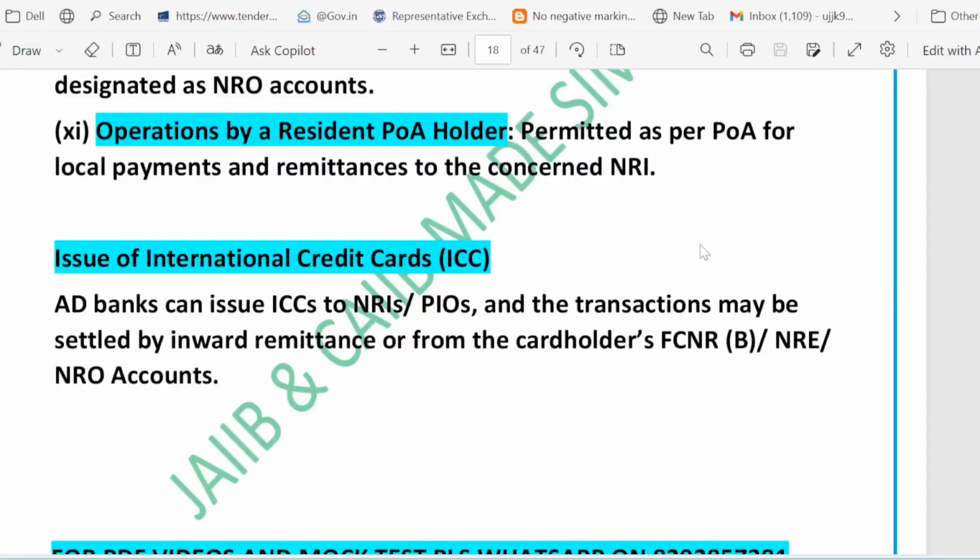To the part 2 lecture of our unit number 9 of PPB, and we will continue our discussion from where we have left in the last session. Let's start with the issue of international credit card.